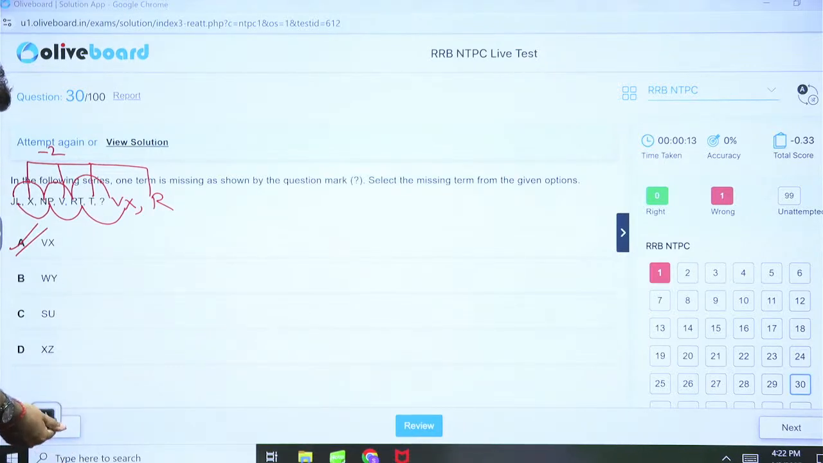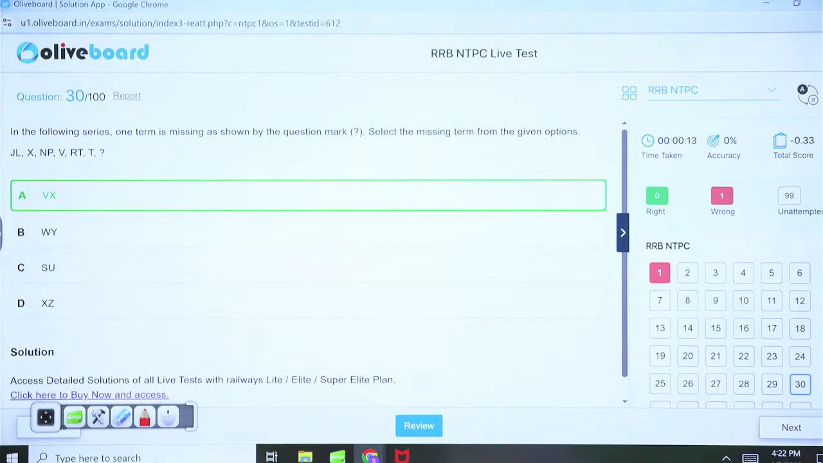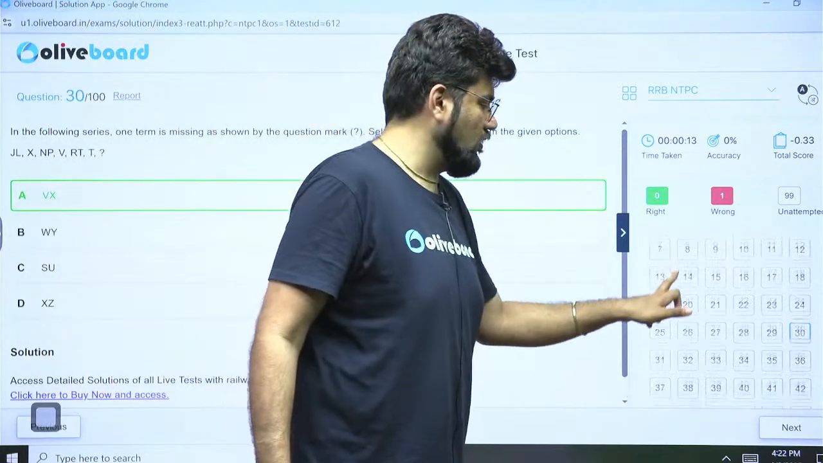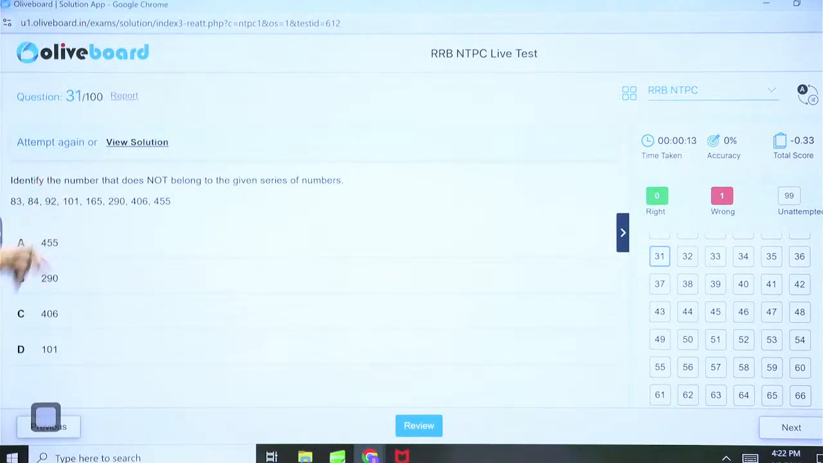Interesting, right? See, the logics are more or less the same only, but the way of putting across the question is changing. Guys, why are you not answering? I know series based questions trouble you a lot, but they are very common. You're going to face them in almost every competitive examination.